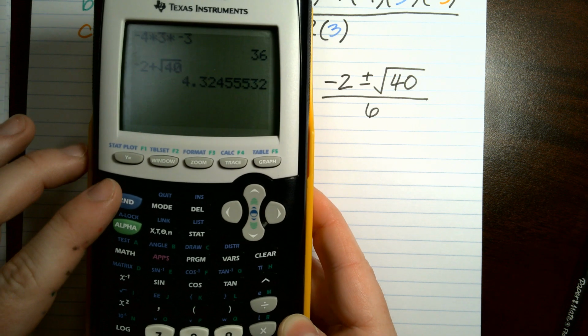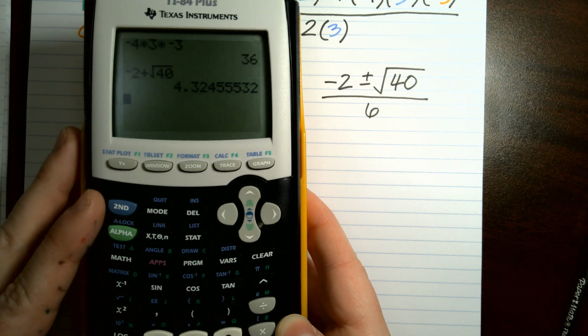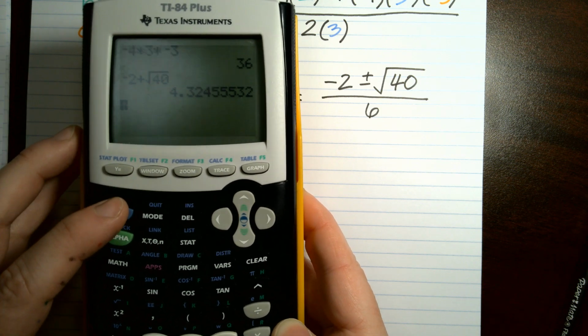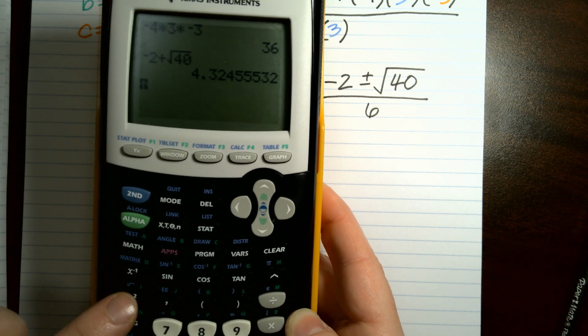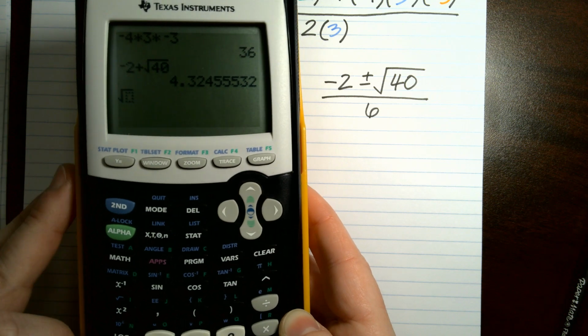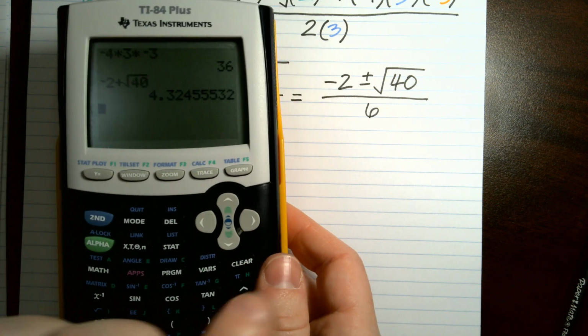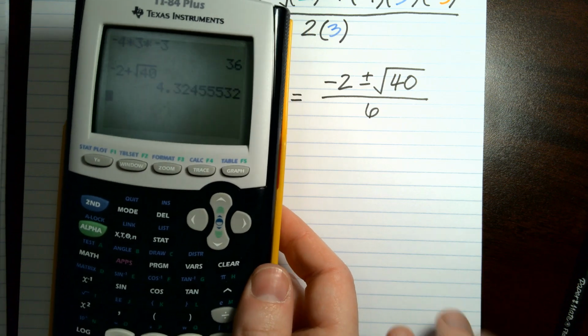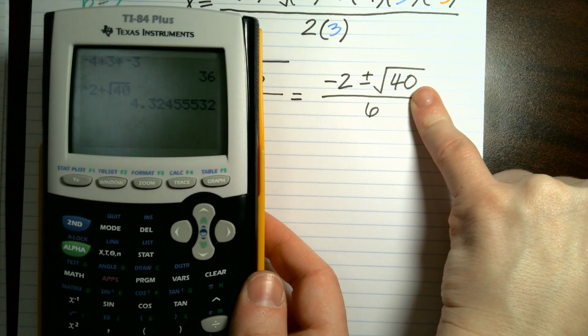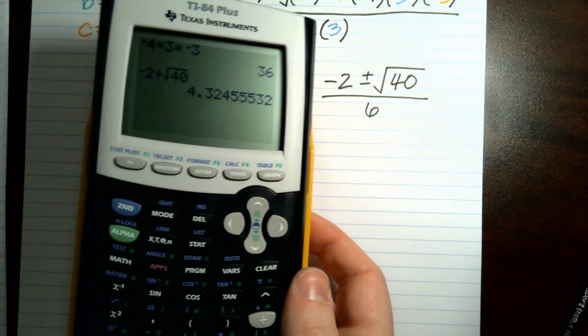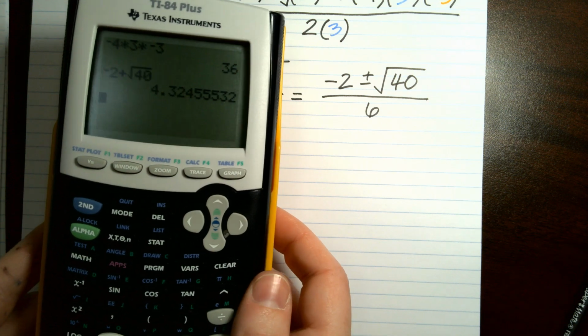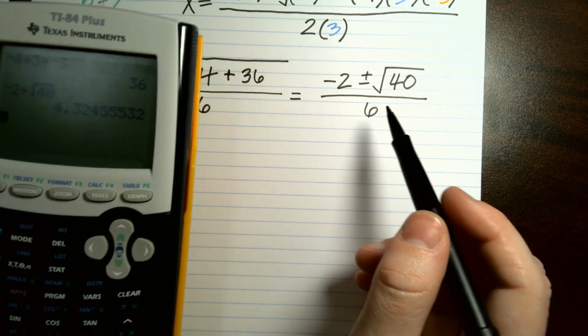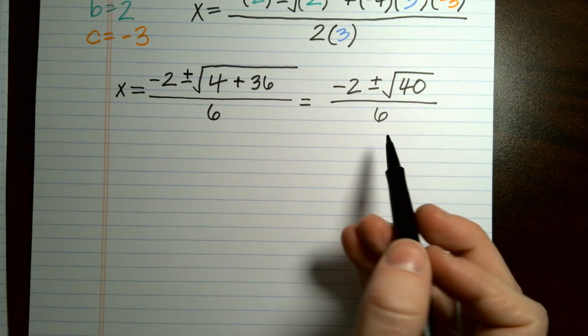Yes, so to get that square root again, we do second x squared. There's the square root. So we could do the top part all in one step. Now, if you feel more comfortable finding the square root of 40 and then adding it or subtracting the -2, we can do it that way. Let's write out the steps though real quick. I'm gonna write this down here.